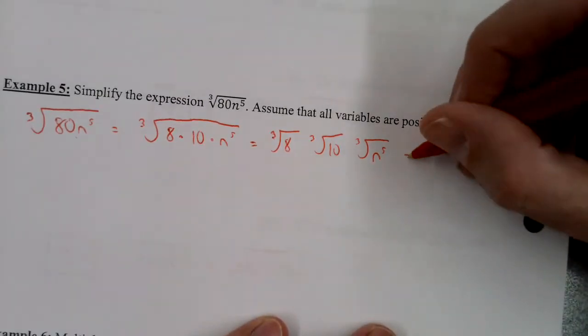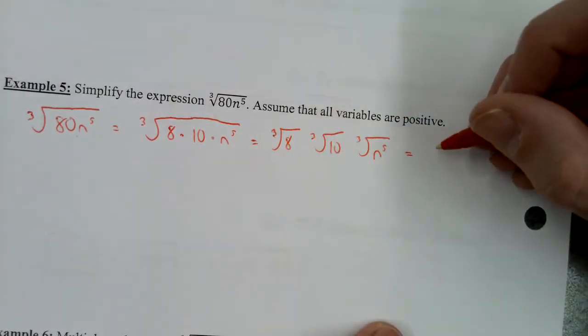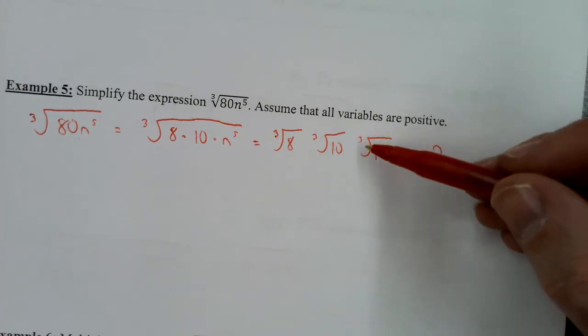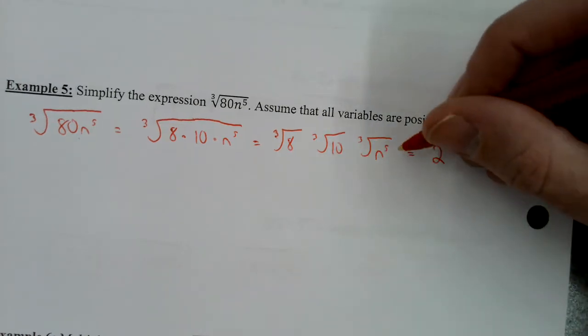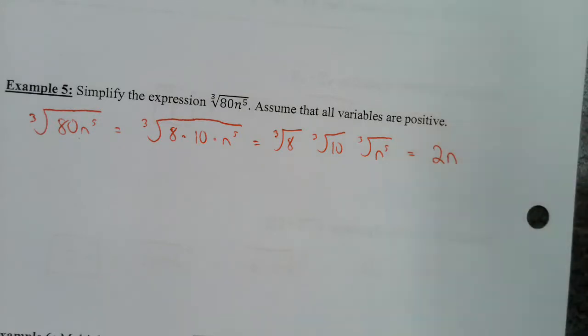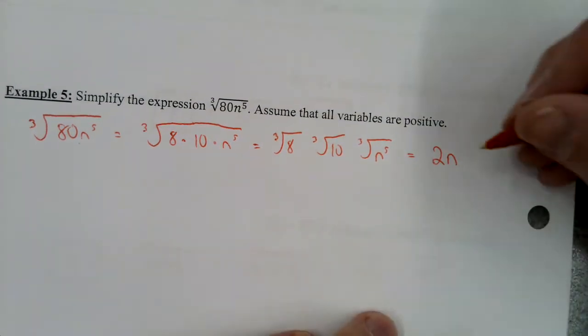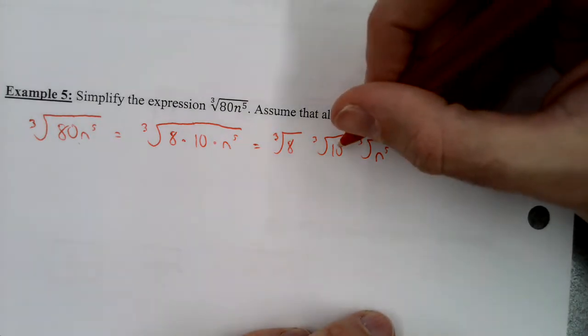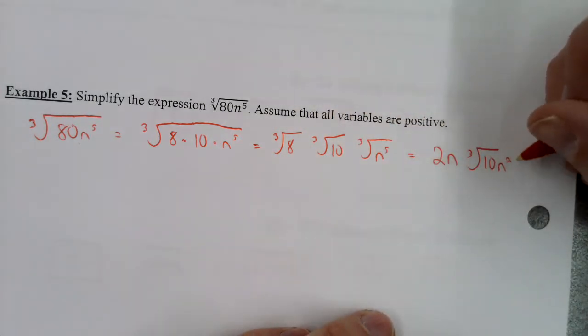But at this point, I can get to my final answer. The cube root of 8 is 2. The cube root of 10 is going to stay. The cube root of n to the 5th, you're looking for groups of 3. You can take out one group of 3. What's left over is the cube root of 10. The 10 is left over, and we have 2 n's left over.